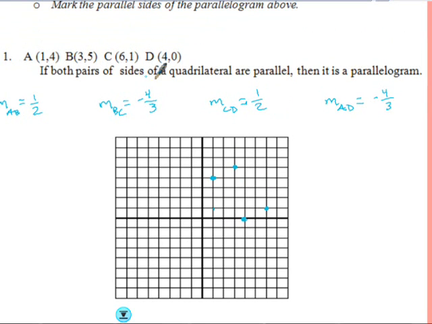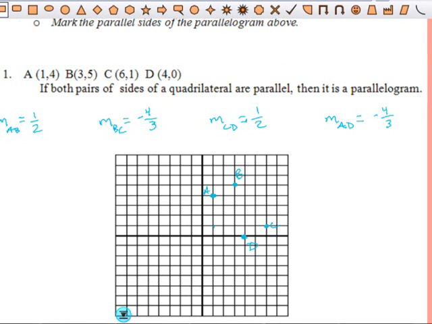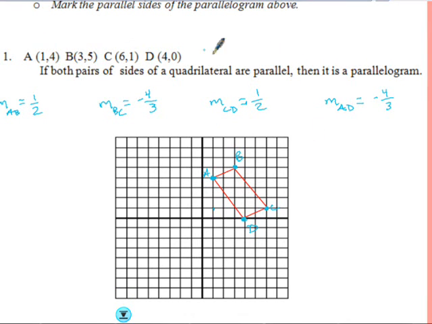So because we have, and let's make sure we're very clear here, this is A, this is B, this is C, and this is D. And what we have is opposite sides of a quadrilateral, because it's 4 sides, and the opposite sides have the same slope. So that shape, we can say, yes, this is a parallelogram.